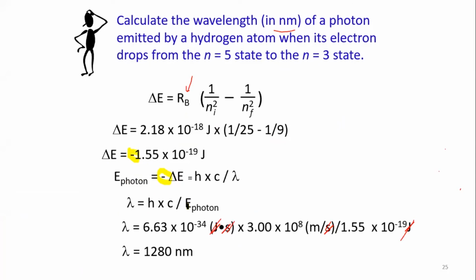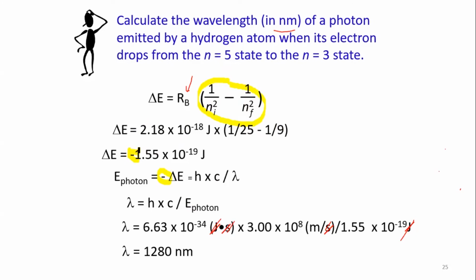Does it always come out negative in that case then? Well, remember what I said. Typically the initial state is a bigger number than the final state, so when you do the reciprocals, the expression in parentheses is always going to be negative. You can see it here, 1 over 25 minus 1 over 9, right? The second one is bigger. So delta E for a transition from a higher to a lower orbit is always going to be negative because you're losing energy.